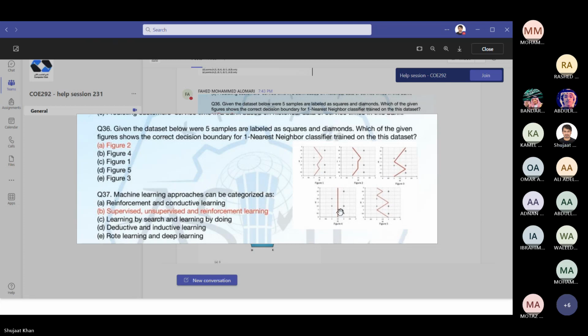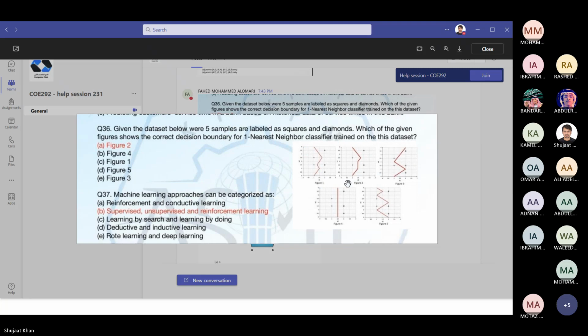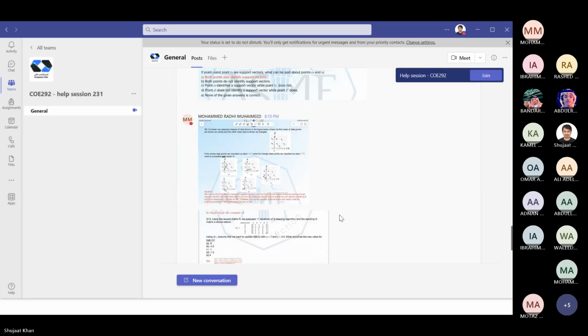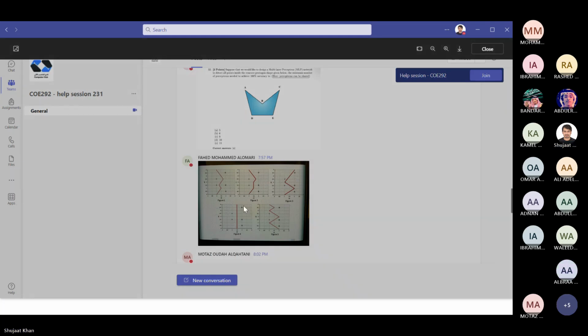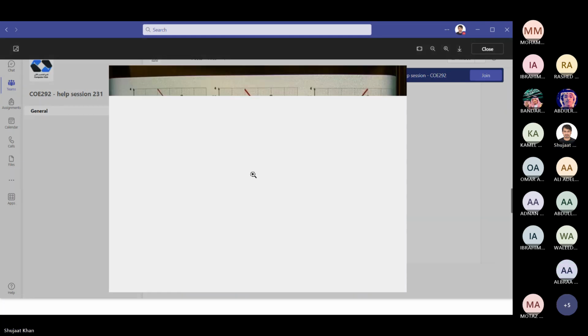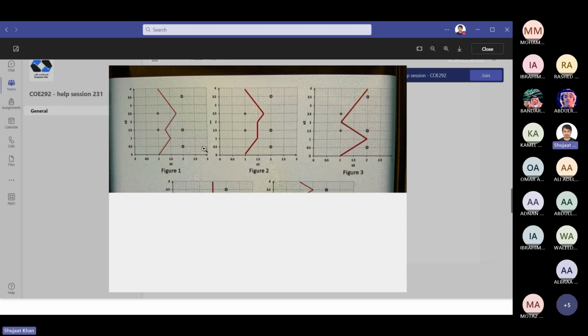Yeah, it's not fully visible to me. Do you have any better version, a clear version, where you can just crop this part only? Because I cannot see the class labels. Doctor, I sent the clear image in the chat for the graph. Yeah, okay, yes. Okay.